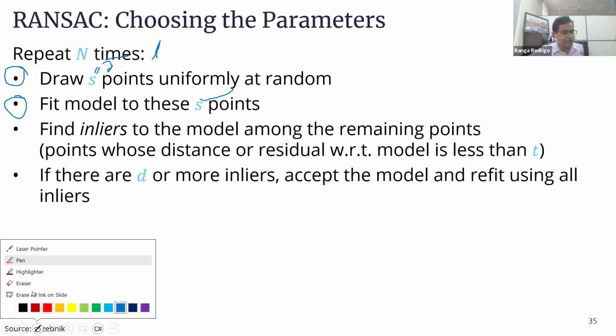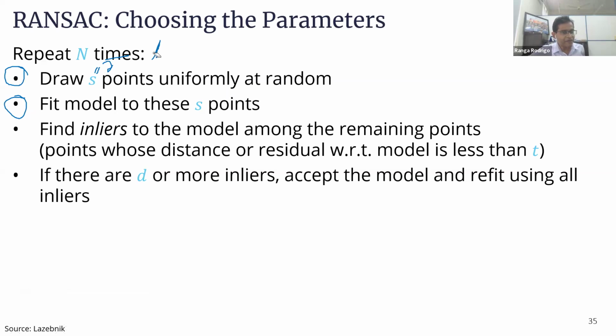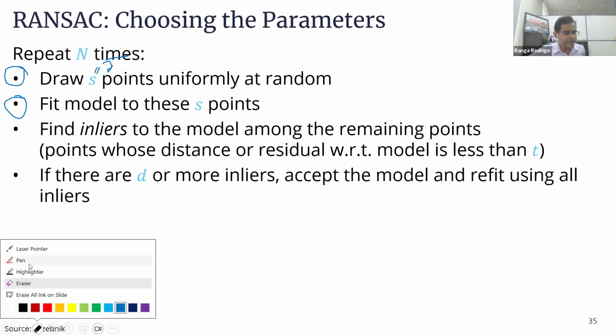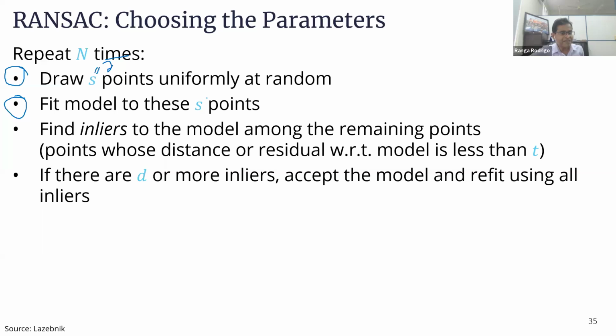So this theory is not only for a line, but for other structures also, maybe fitting a circle and so on. That's why they have put a symbol S: fit a model to these S points. Find inliers to the model among the remaining points, those that agree. So a point whose distance or residual with respect to the model is less than some t. If there are d or more inliers, accept the model and refit using all inliers. So you can see it's a beautiful theory.